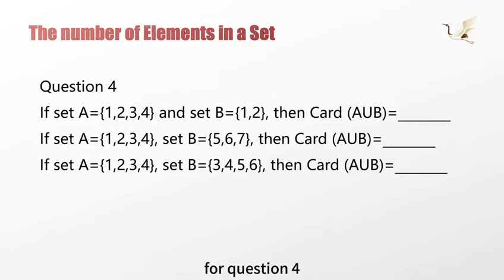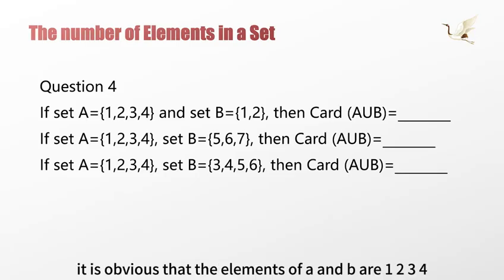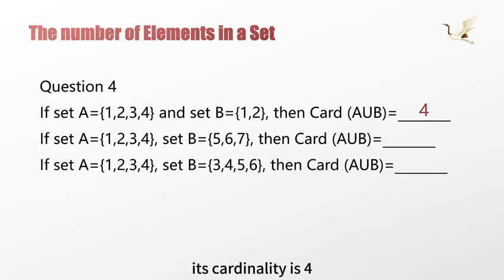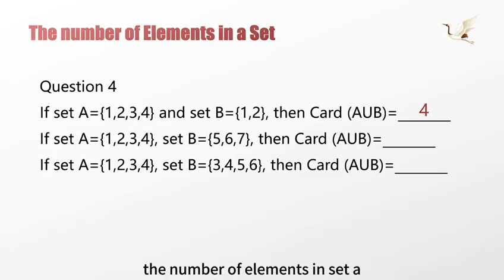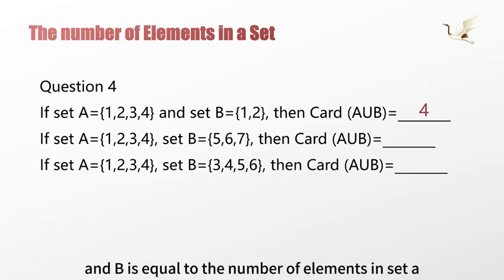For question 4, if the elements in set A are 1, 2, 3, 4, and the elements in set B are 1, 2, it is obvious that the elements of A ∪ B are 1, 2, 3, 4. Its cardinality is 4, but in fact, A ∪ B is the set A. Why is this? Because set B is a subset of set A, the number of elements in A ∪ B is equal to the number of elements in set A.